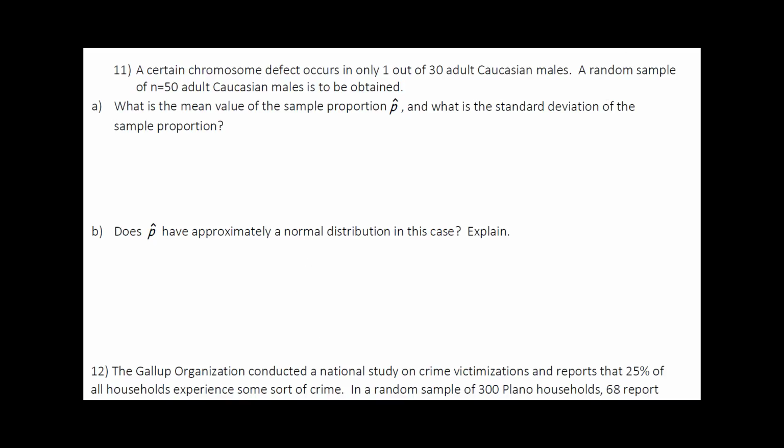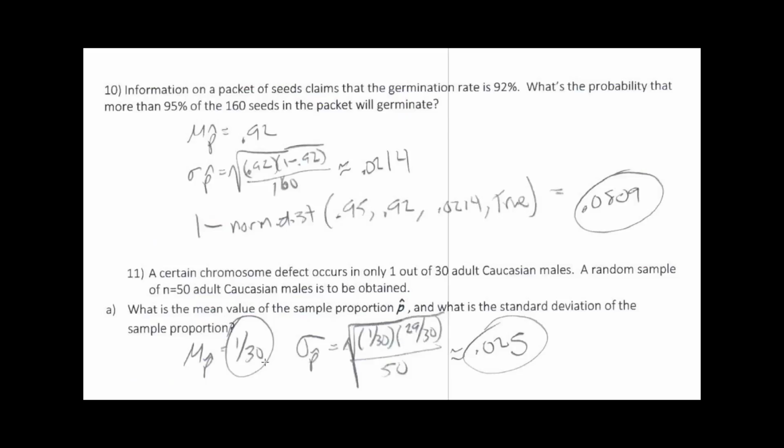So let me get that typed up. And then the standard deviation is the same proportion formula. So it's the square root of p hat, so 1/30th, times 1 minus p hat. In this case, it's 29 out of 30, divided by the sample size. So that works out to be about 0.025.